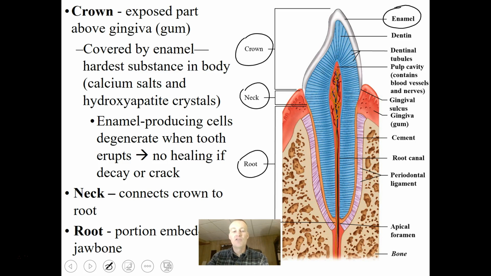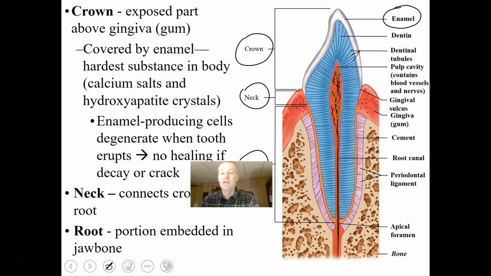So the neck connects the crown to the root, and then the root is the portion that's embedded in the jawbone. Okay, so we basically anchor the root by periodontal ligaments. These are really tough ligaments, and it's a fibrous joint that's formed, and it's immovable. There is also a cement-like material that helps to anchor that as well. Okay, so we're talking pretty tough stuff.